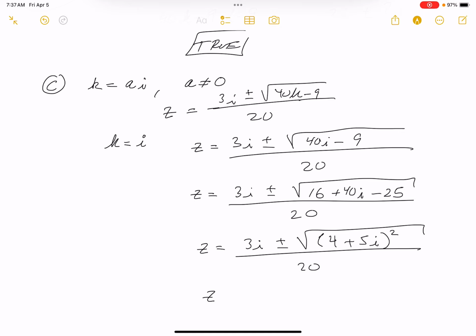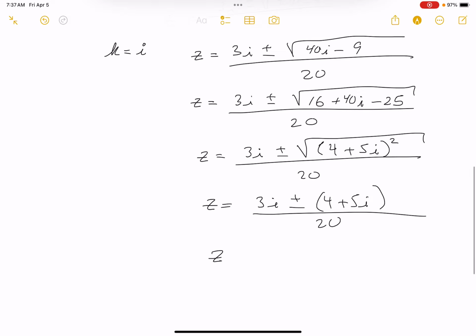This worked out nicely. What do you get over here? 3i plus or minus 4 plus 5i. Now, looking at it, a little more extensive over here. But what do you get? You're going to get plus or minus 4, and then plus or minus 5i plus 3i. All right, let me go back and read C again. It says, for all pure imaginary numbers k, both roots are real and rational. Well, that's not a real number, by the way, because they've got a complex part to it. So that's false. So C is false.